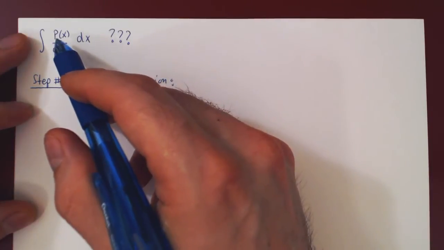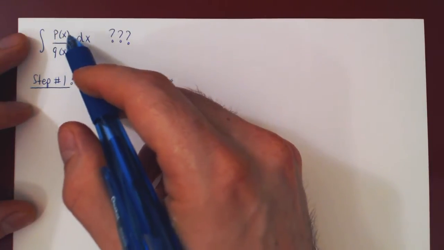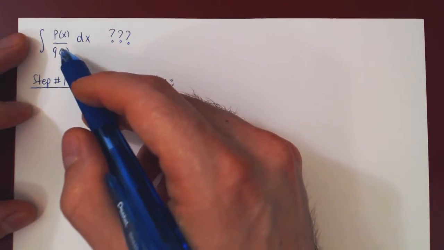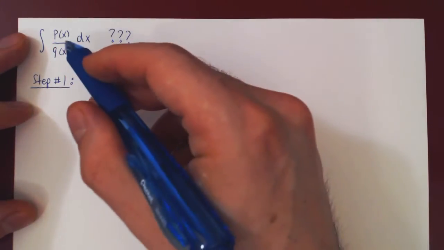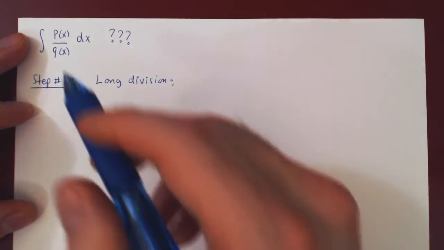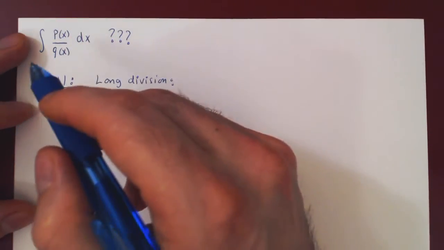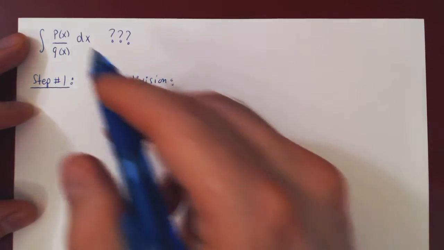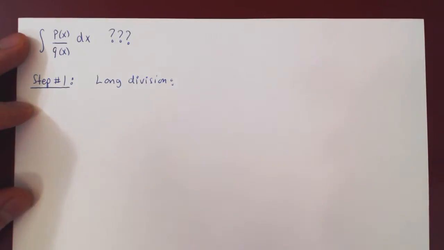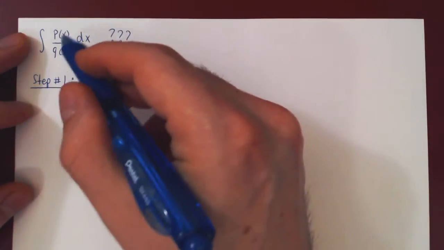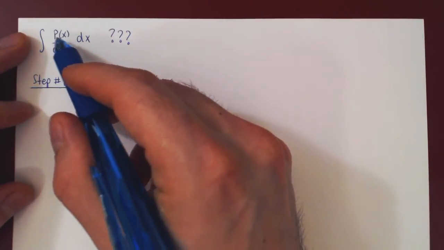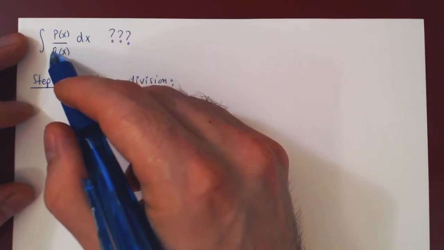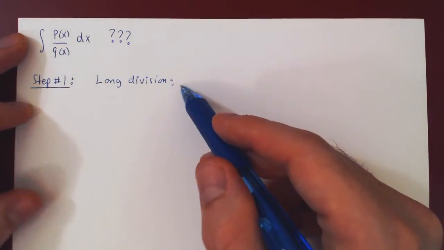Now, if the degree of the polynomial p of x is strictly smaller than the degree of q of x, then the long division will return the exact same expression. But if the degree of p of x is equal to or larger than the degree of q of x, long division will return a different expression. And this is the first step. So if ever you integrate a rational function and the degree of the numerator is equal to or greater than the degree of the denominator, you have to perform long division.